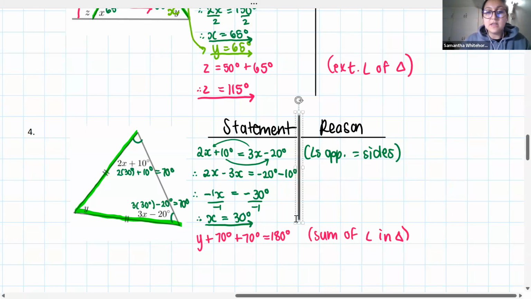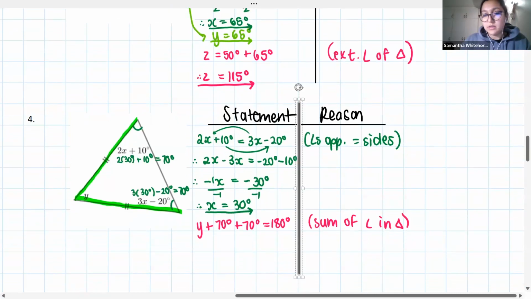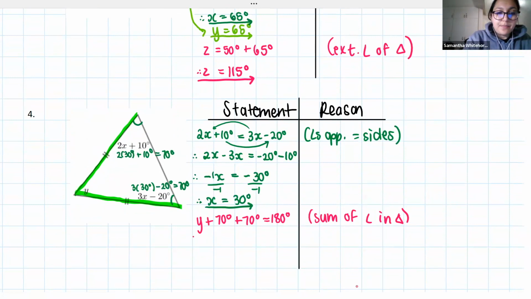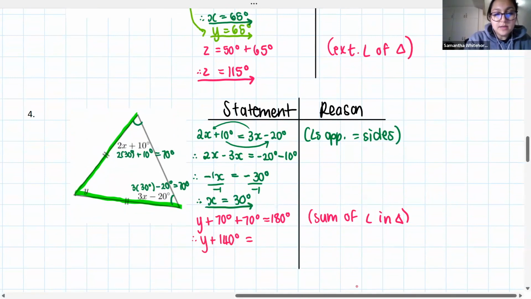Unfortunately, in this question, there's not multiple reasons that we can use. It is just sum of angles in a triangle. 70 plus 70 is 140, so we can simplify that for ourselves. Inverse operations tells me to subtract 140 on both sides, and so y is equal to 40 degrees.